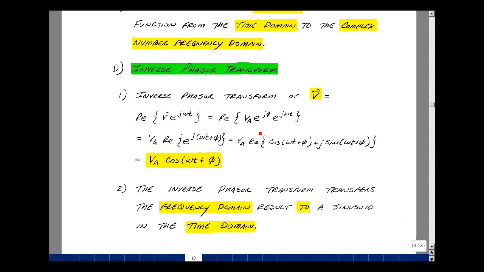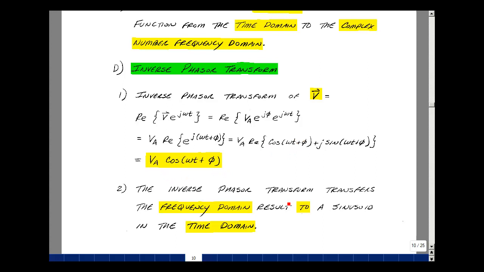I've got the real part of e to the j phi times e to the j omega t, and I put those two together as j quantity omega t plus phi. And then using Euler's identity, this is going to be the cosine of omega t plus phi plus j times the sine of omega t plus phi. But we're taking the real part of it, so we're just taking this part here. So we're back in the time domain with a new amplitude and a new angle from where we started.